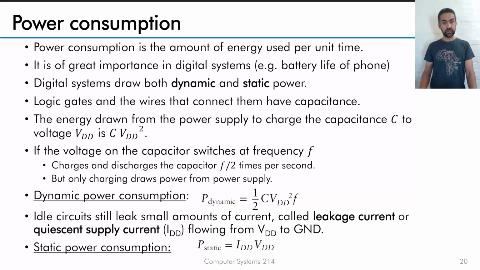Now, if a voltage on a capacitor switches at a frequency of F, the capacitor is charged and discharged F divided by 2 times every second. But only charging draws power from the power supply. The dynamic power consumption is just equal to P dynamic, as you can see on the slide. There's a half, and this C is the capacitance, the equivalent capacitance, which you can't read off a data sheet.